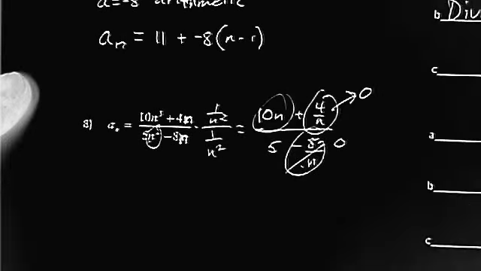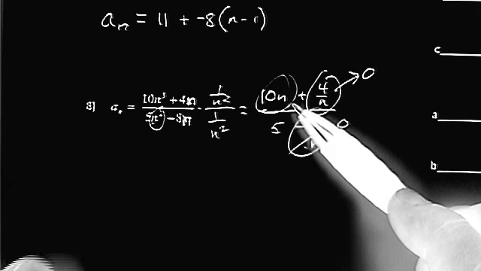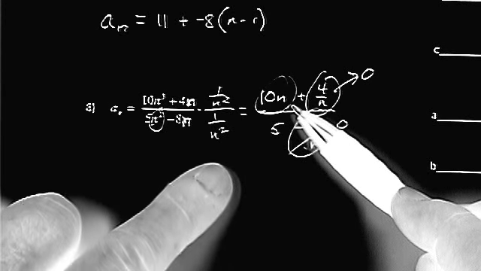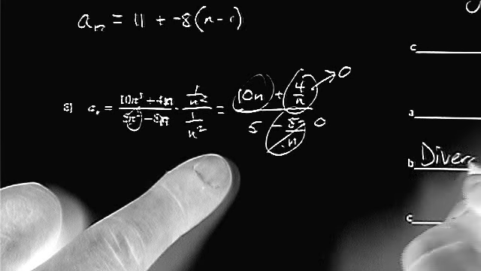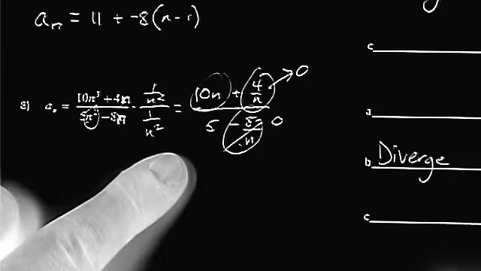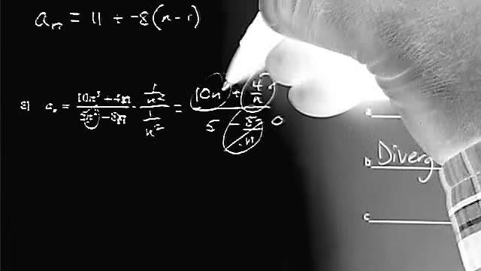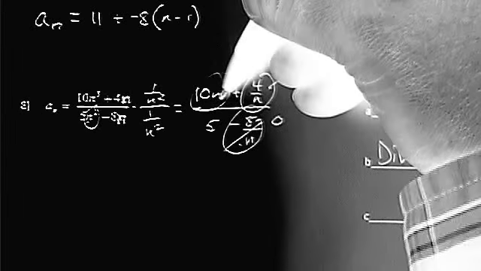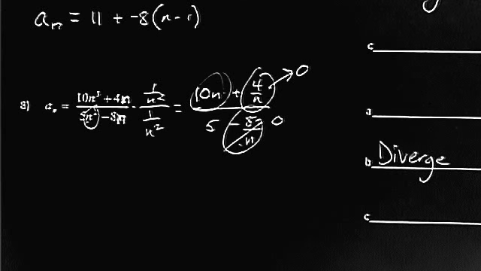Once again, that thing's going to disappear to zero. But I want you to notice something in the top. We've got 10n in the top. N's getting super big. This is unstoppable. You can't stop this one. So this one is definitely diverging. There is no limit to this one. Because with n being in the numerator like that, I mean, take 10 times a million and divide by 5. 10 times a billion divided by 5. 10 times a trillion divided by 5. It's just not going to stop.